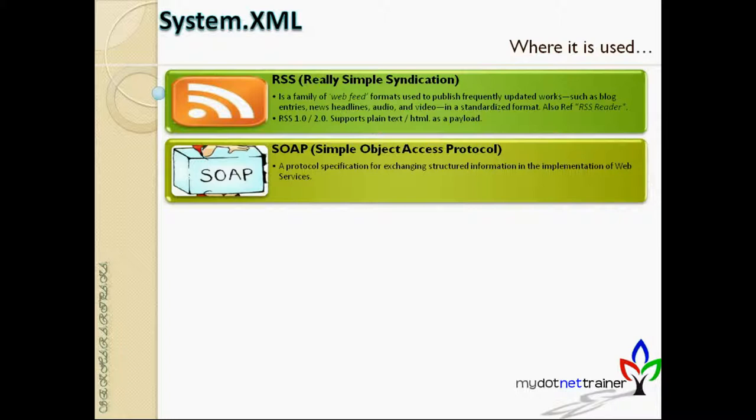SOAP normally has an envelope called a SOAP envelope, within which it has a SOAP header and a SOAP body. We'll see this when we talk about WCF services and the message contract, where you can customize a message contract to create customized SOAP envelopes, which we can do in .NET as well. Even WCF 4.0 has a type of service using which you can create syndication services, similar to the RSS feeds that we have here.